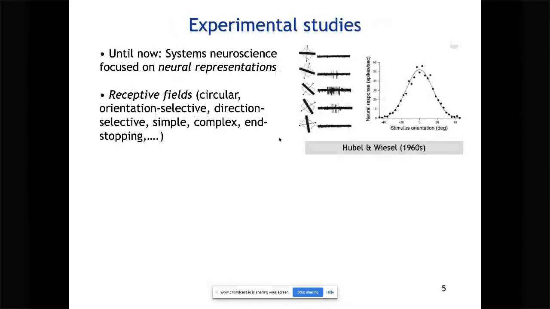However, experimental studies in systems neuroscience focus more on neural representations. The most important notion here is receptive fields, going all the way back to Hubel and Wiesel, and even Kuffler before that, where they found different neurons which respond to different aspects of a stimulus: cells with circular receptive fields, orientation-selective receptive fields, and so on. After Hubel and Wiesel, this has really been expanded to the whole brain.